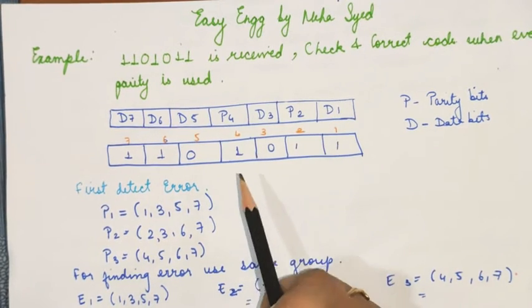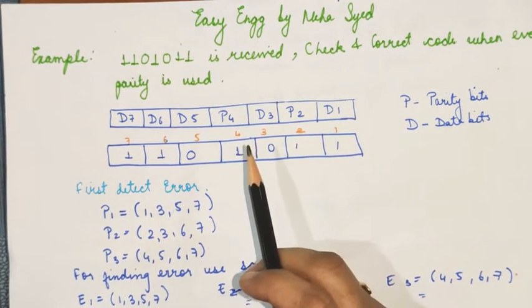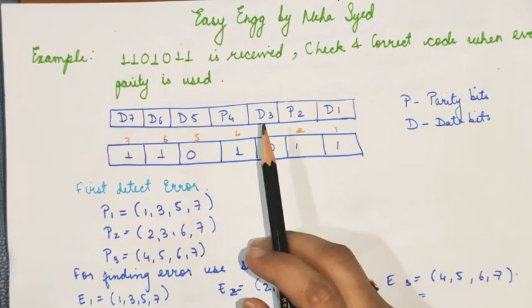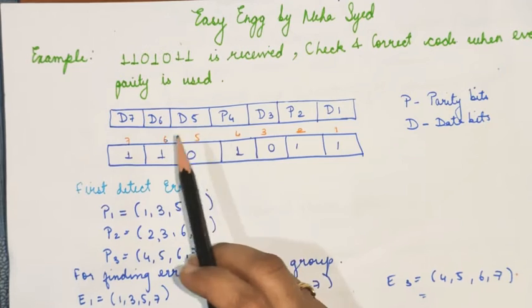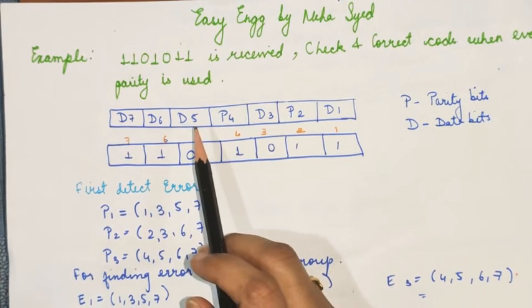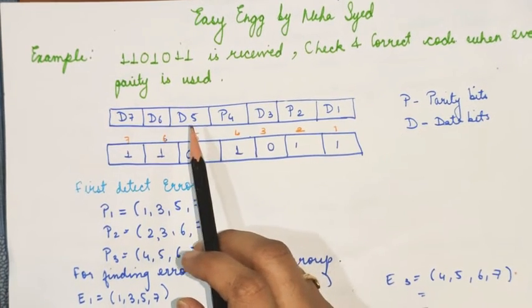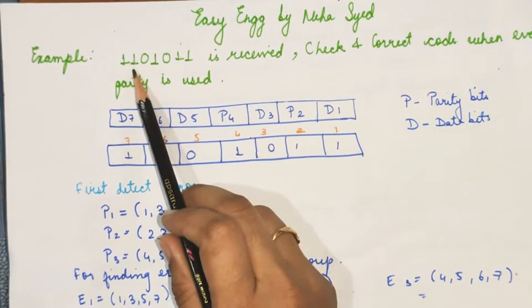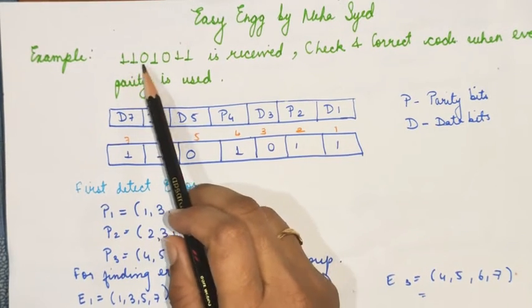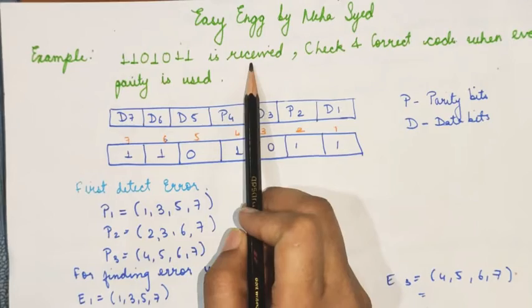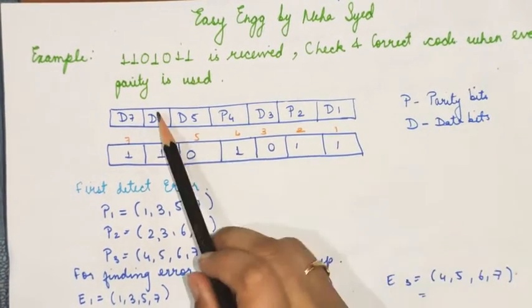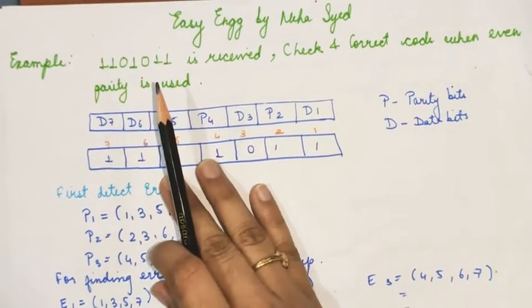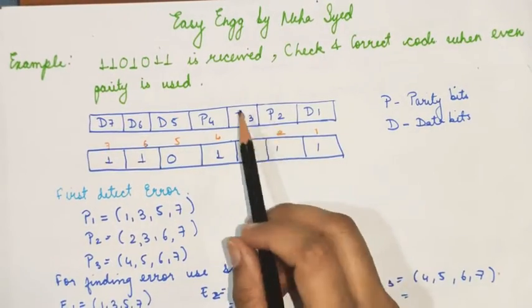In the previous video, we have seen the error correction technique or error correction code, that is the Hamming code. In that we have already seen how to correct and detect the error. So the same technique we are going to use here. As you can see, I have taken one example and this bit string has been received at a receiver end. We have to check and correct the code when even parity is used. Okay, so now we'll start to solve this.